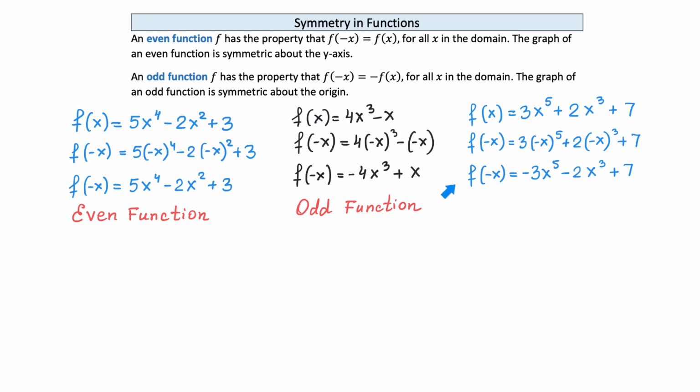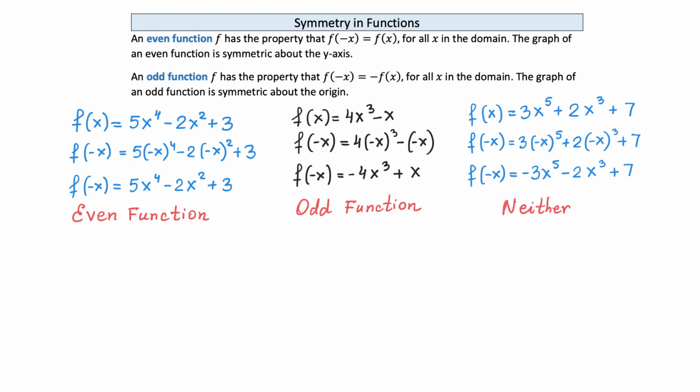Now let's compare what we got here with the initial function. The initial function has 3 terms and all of them have a positive sign in front. However, when we replaced x with negative x, some of these terms changed the sign, but some of them didn't. Then such a function is neither odd nor even.